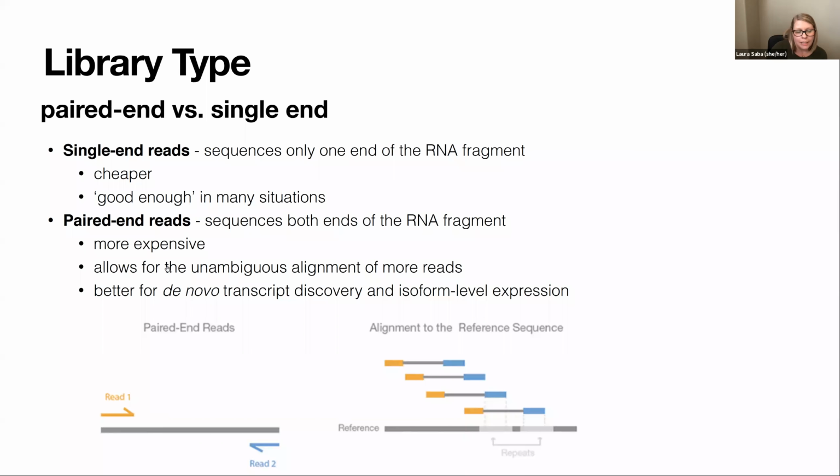Sometimes in the beginning it could be more expensive, but like I said, now a lot of times we don't get an option and everything is paired. It gives us a little bit more power in getting unambiguous alignment of the reads, and especially when we come to do things like transcript discovery and isoform level expression, these types of reads are helpful.